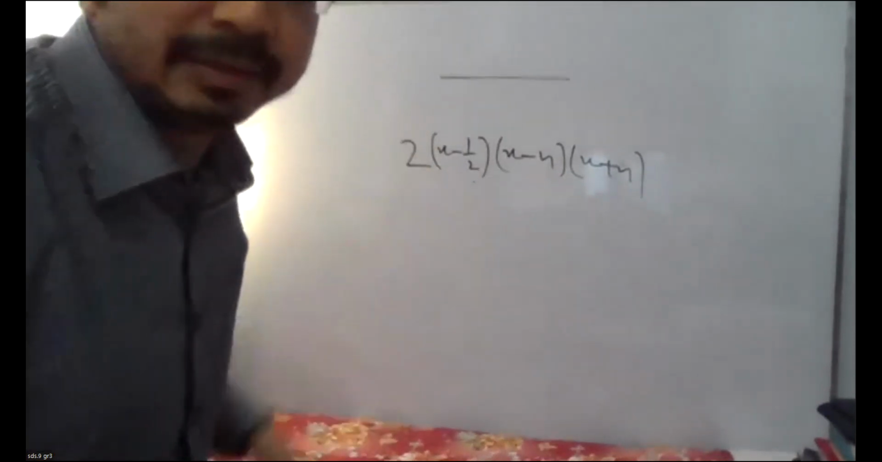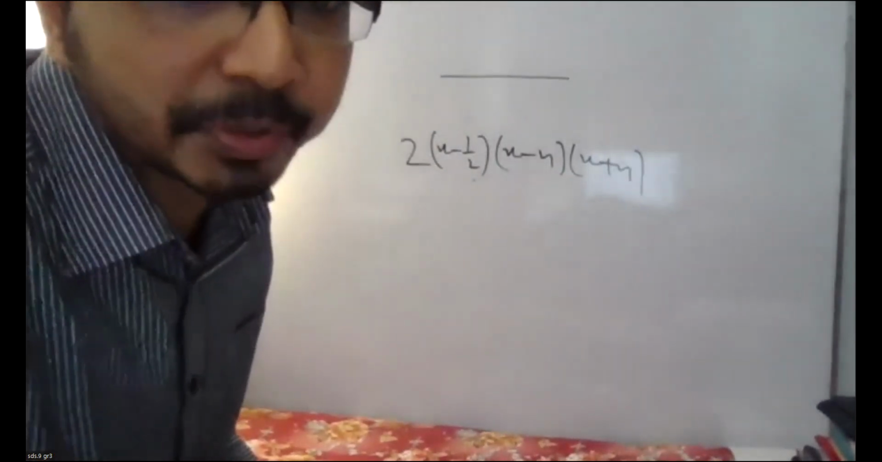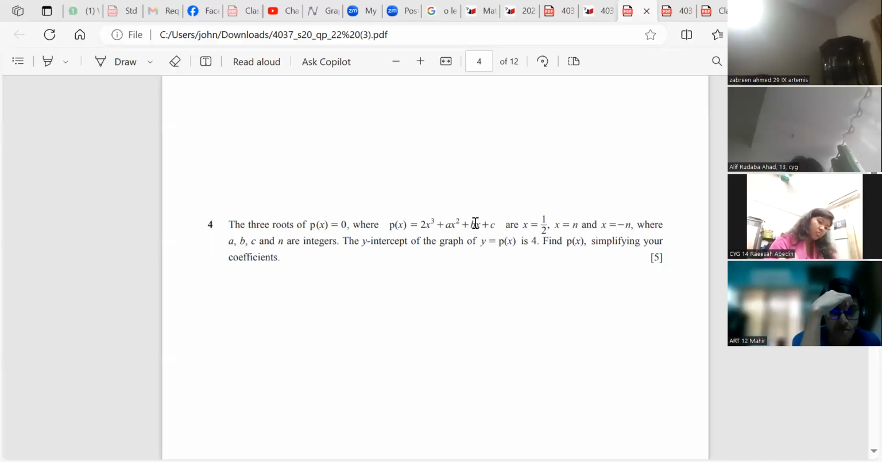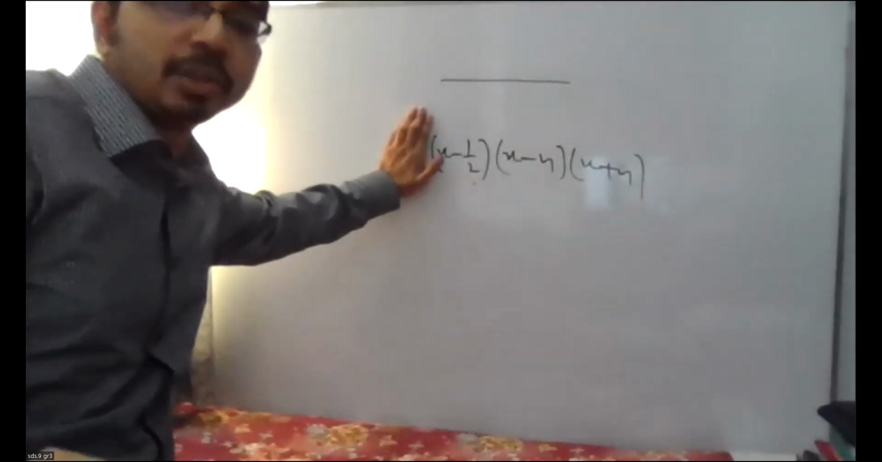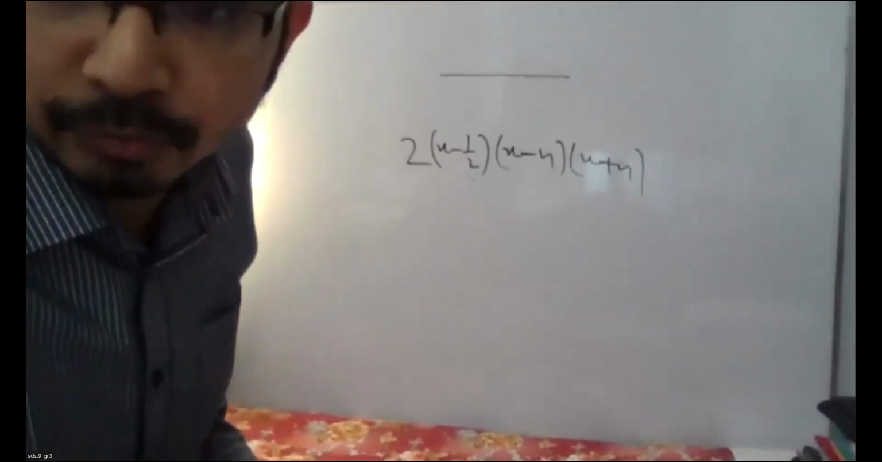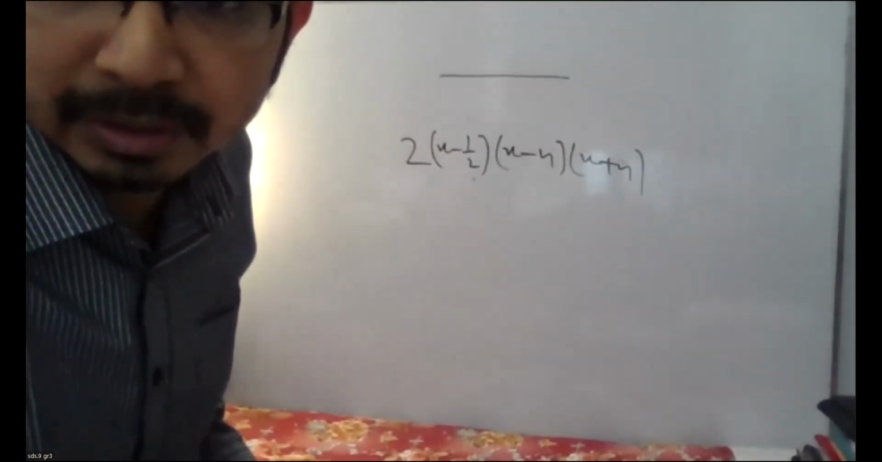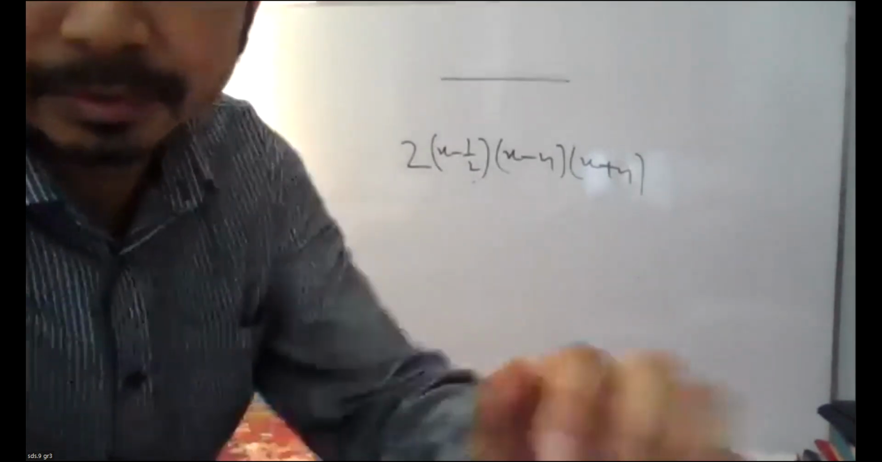This is actually equal to some other cubic expression, that is 2x cube plus ax square plus bx plus c. The coefficient of x cube is 2, and this and this have to be the same. I'm basically representing this cubic expression with these factors. But if I don't write the 2, then the coefficient of x cube is 1.